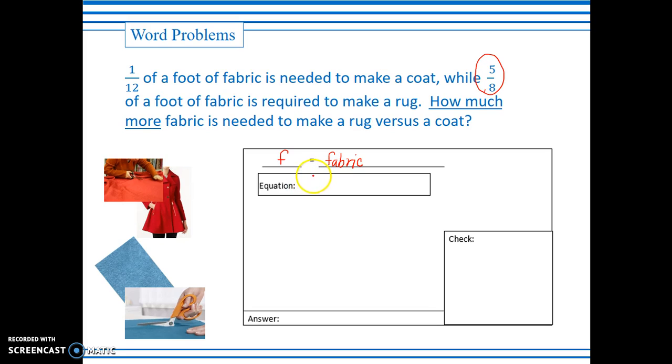And our equation then would be 5/8 minus 1/12 is going to equal our fabric. So I'm going to write them vertically because it's always easiest to subtract when I write vertically. And first I need to find a common denominator. Well, if I start with 12, because it's the bigger number, it's sometimes easier to start with 12. I know 8 doesn't go into 12. Our next multiple would be 24. Whoa, and 8 does go into 24. When I'm counting by 8s, I have 8, 16, and then 24. So let's use 24 as our common denominator.